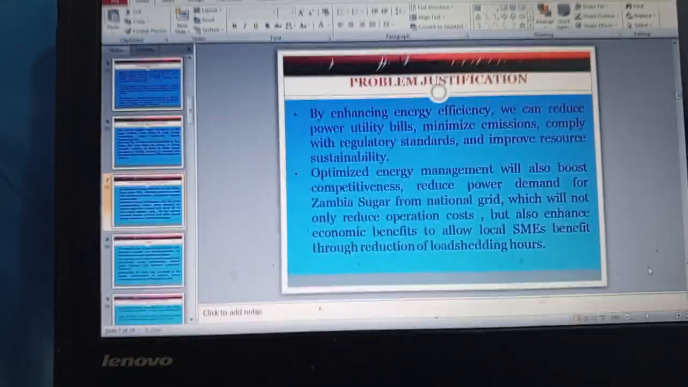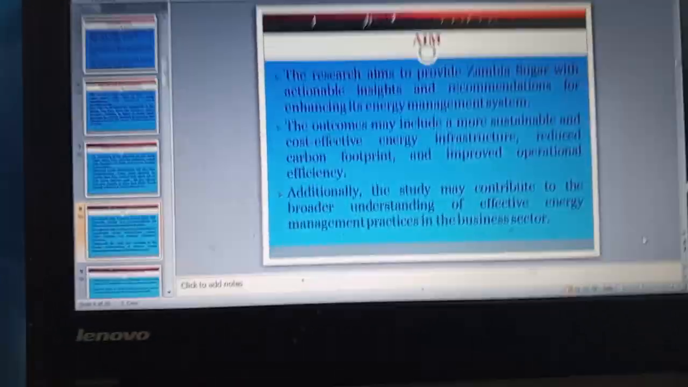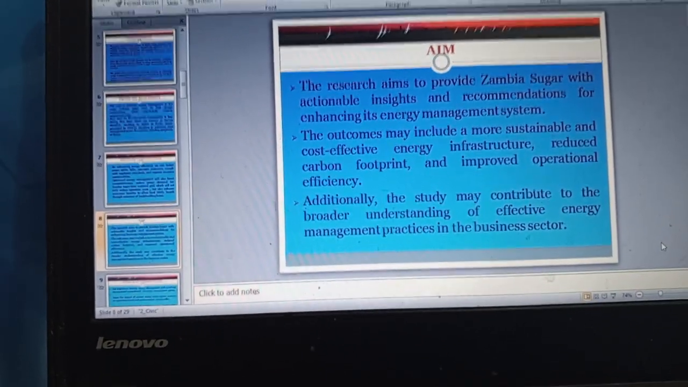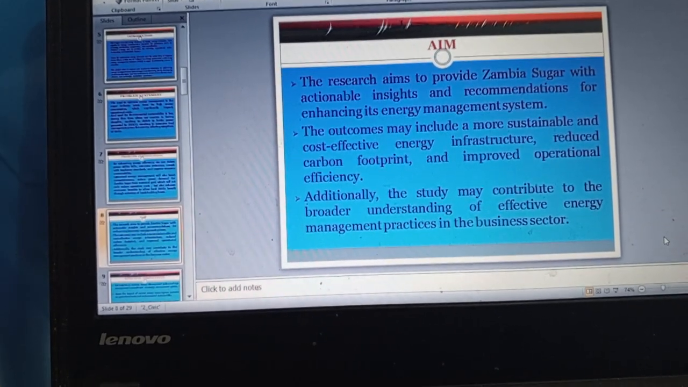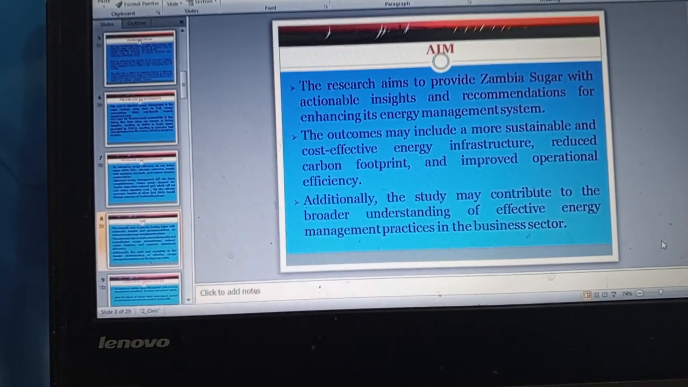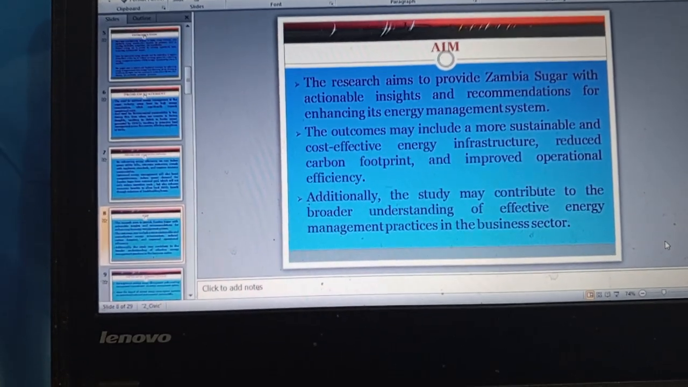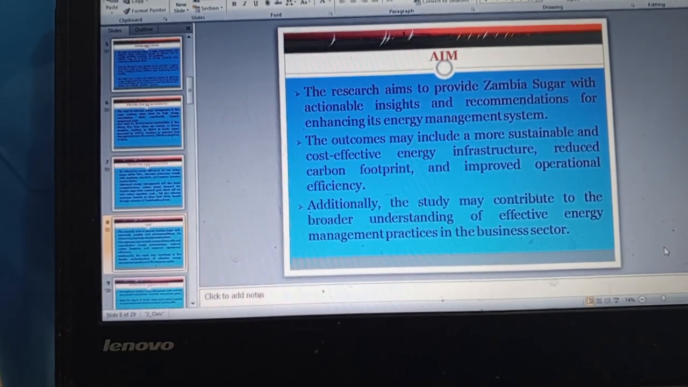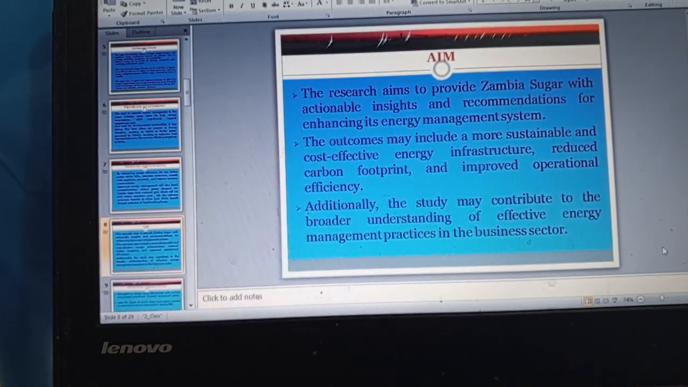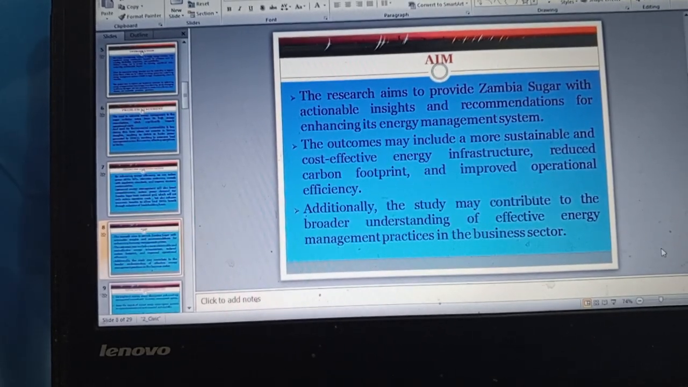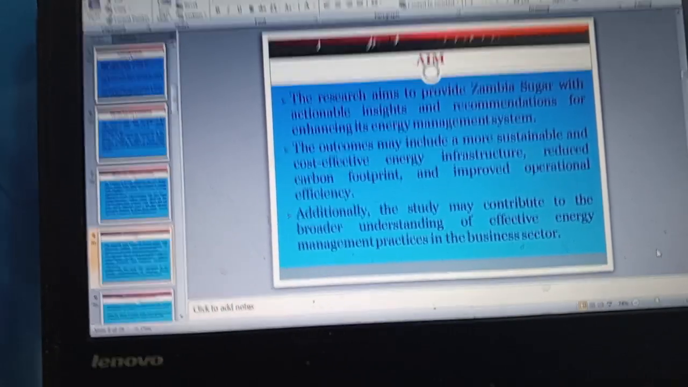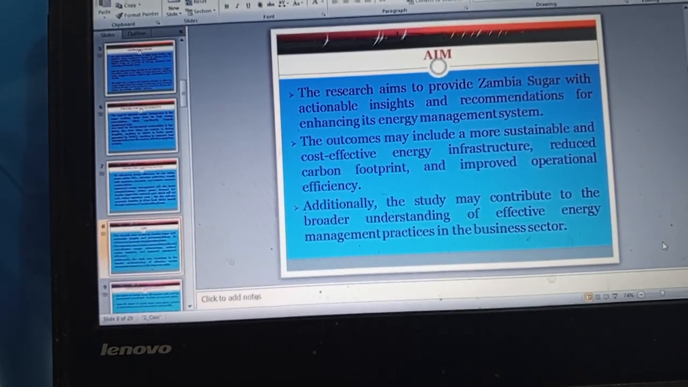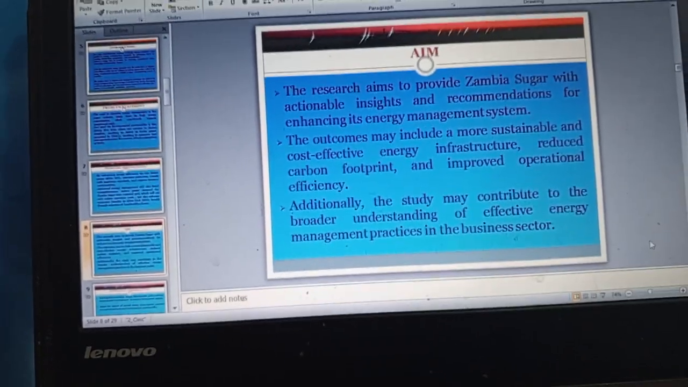Then moving into the significance. The research aims to provide Zambia Sugar with actionable insights and recommendations for enhancing its energy management system. The outcomes may include a more sustainable, cost-effective energy infrastructure, reduced carbon footprint, and improved operational efficiency. Additionally, the study may contribute to the broader understanding of effective energy management practices in the business sector.